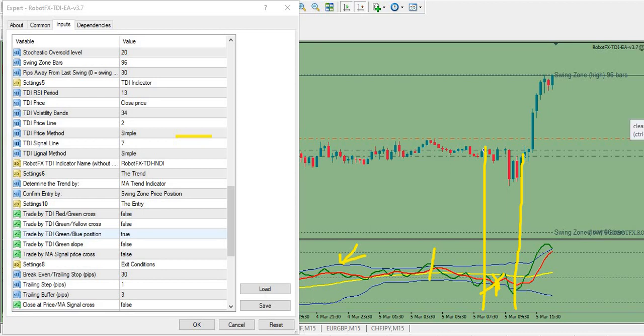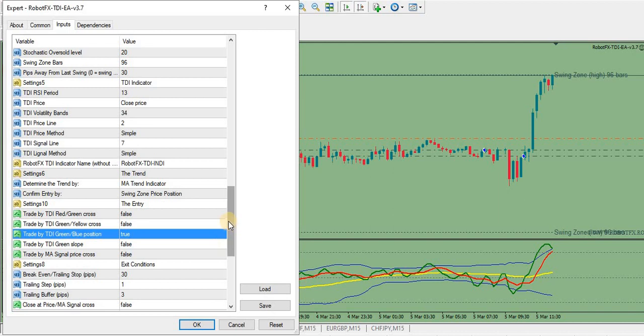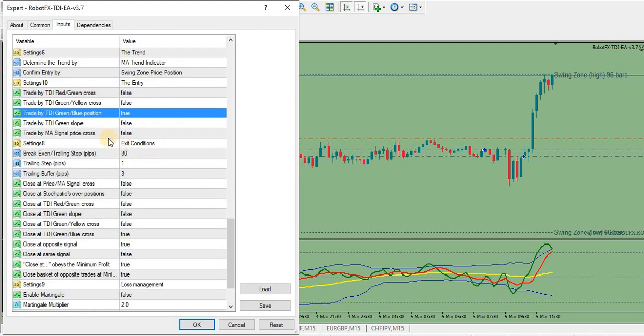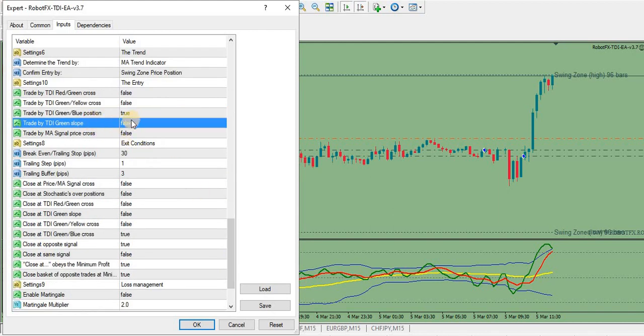Combine this with the trend detector, it will give quite good trading signals, as it happened in this example. And these are the settings that I'm using right now on this chart. Then there is an option to open trades using the TDI green slope. That means that if the TDI green moving average is rising and then it suddenly drops, the expert advisor will open a sell, and it is opposite for buy.